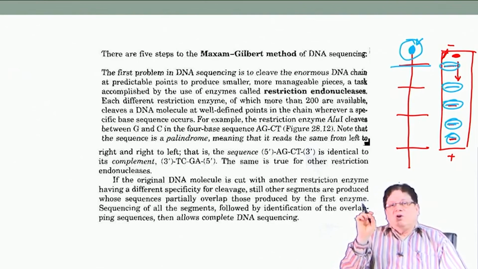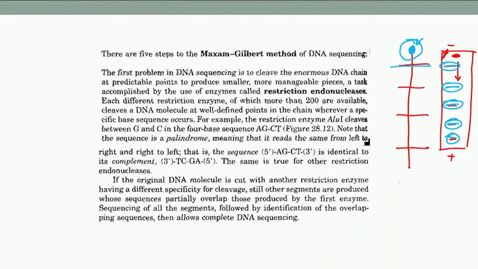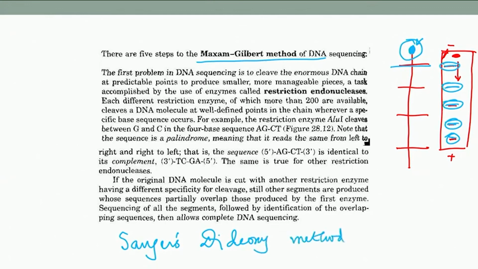radioactive phosphorus. In the next session I will discuss that, but broadly speaking there are two methods which were discovered in parallel at the same time. One is called the Maxam-Gilbert method. This is a chemical method, and the other is called Sanger's method, Sanger's dideoxy method. In the next session we will discuss these Maxam-Gilbert and Sanger methods. Thank you.